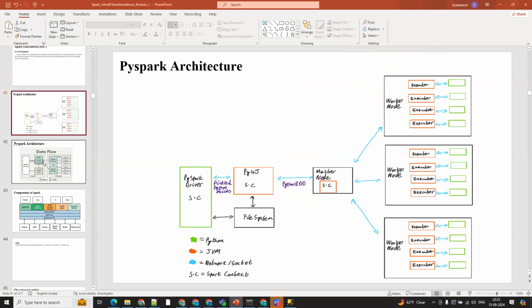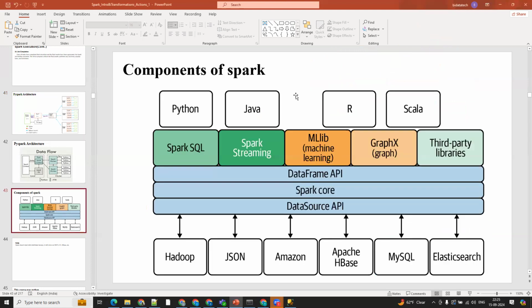Okay, now these are all the components of the Spark case. This is the last slide I'm going to discuss today.